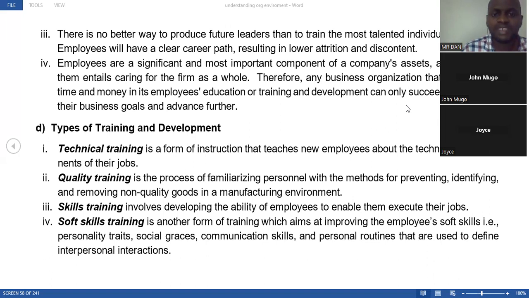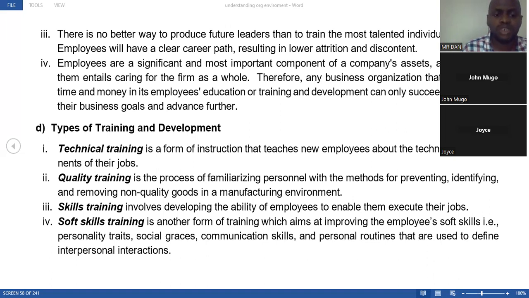So employees are a significant and most important component of a company's assets. Therefore, through training, employees feel that indeed the organization is taking care of them and that the business is also investing in them and making them become better and better. So the other thing we are talking about is the types of training and development. We have technical training. This is a form of instruction that teaches new employees about technology and components of their job. So you are trying your level best to teach your employees new technology and various components of their job and how they can maneuver when they are working in their various departments.